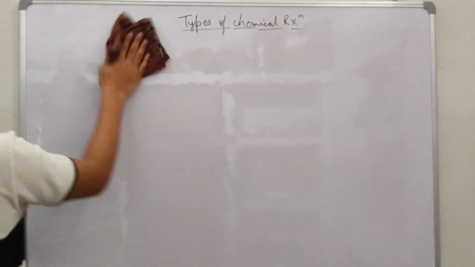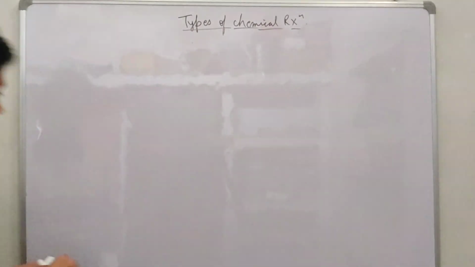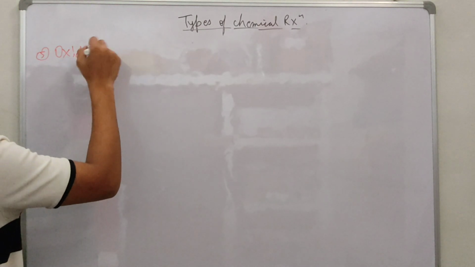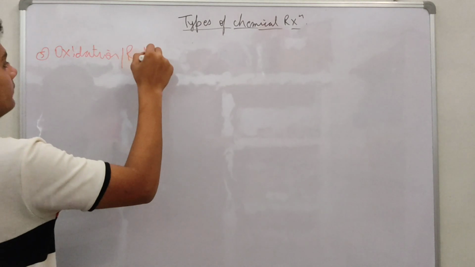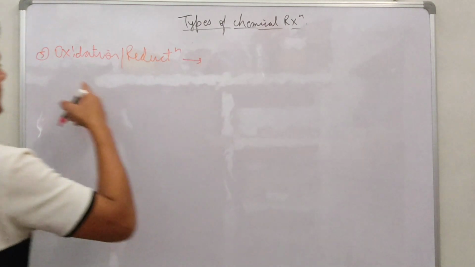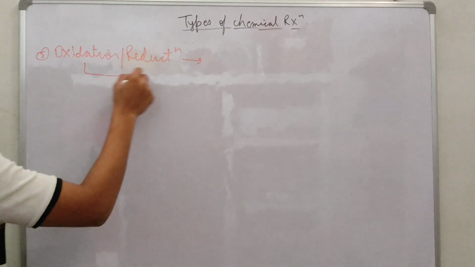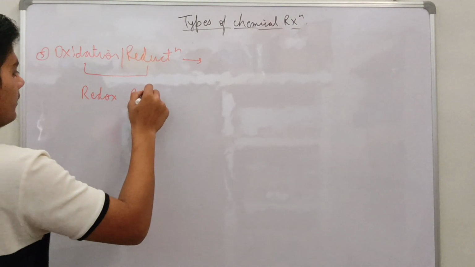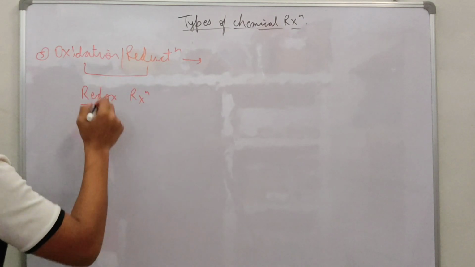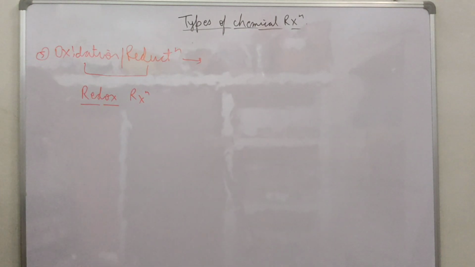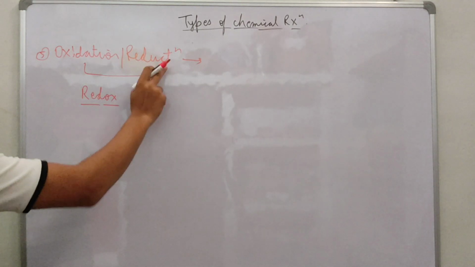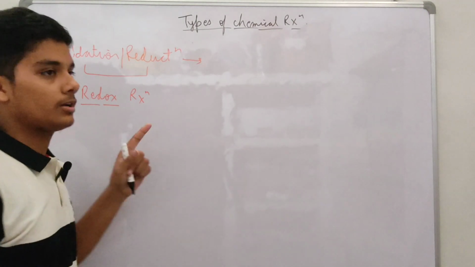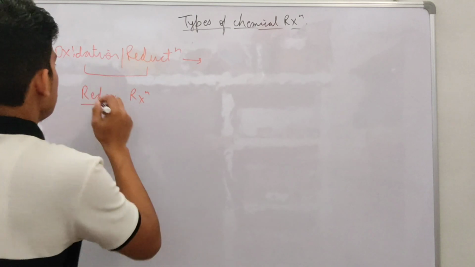Then there is one more reaction, oxidation or reduction. Basically, collectively we call both redox reaction. In redox, red comes from reduction and ox comes from oxidation. You can clearly see red comes from reduction and ox comes from oxidation reaction. So what is the definition of oxidation?